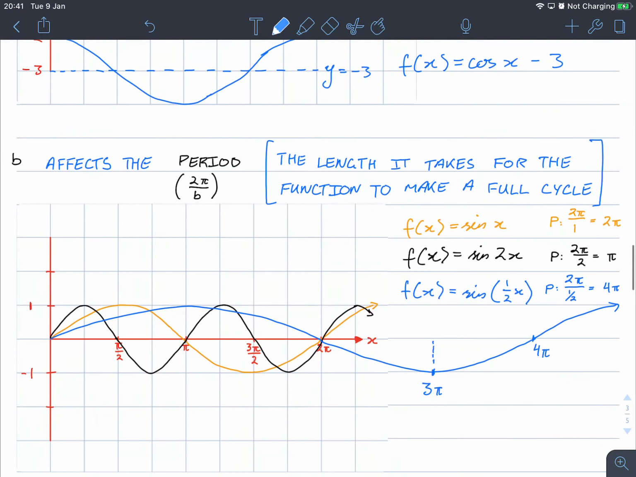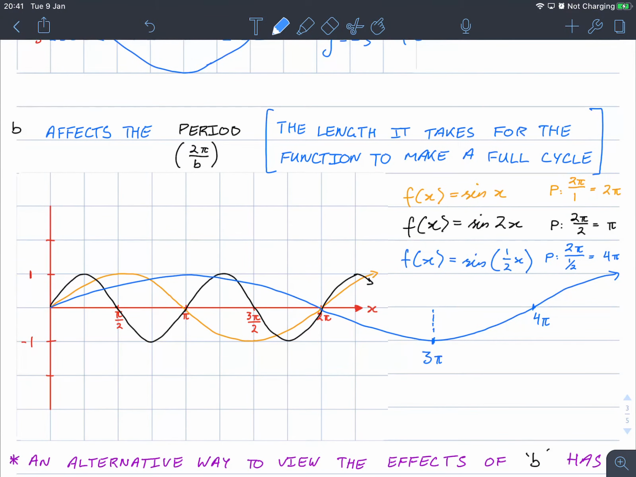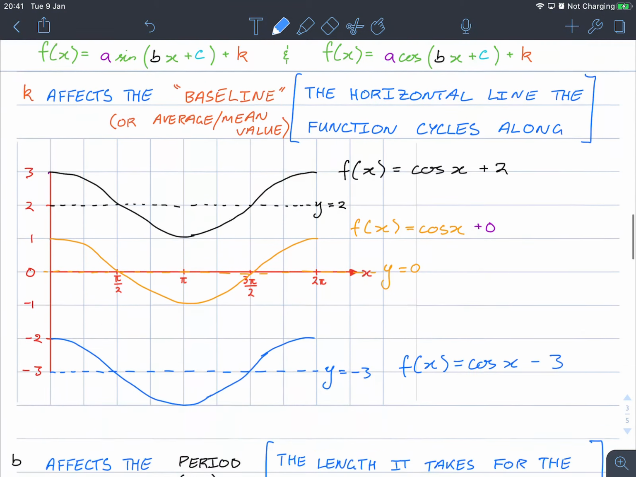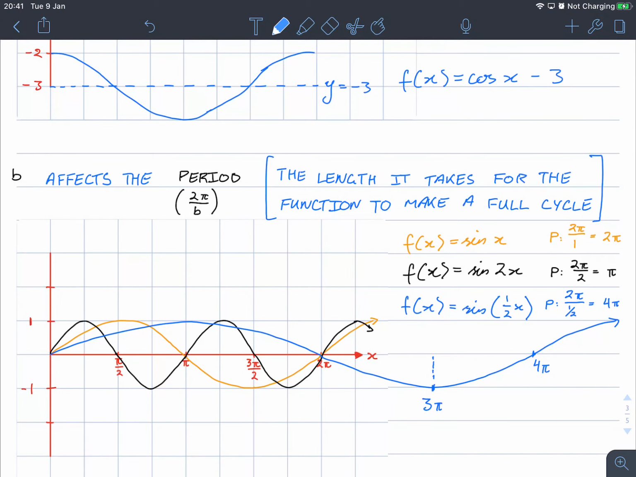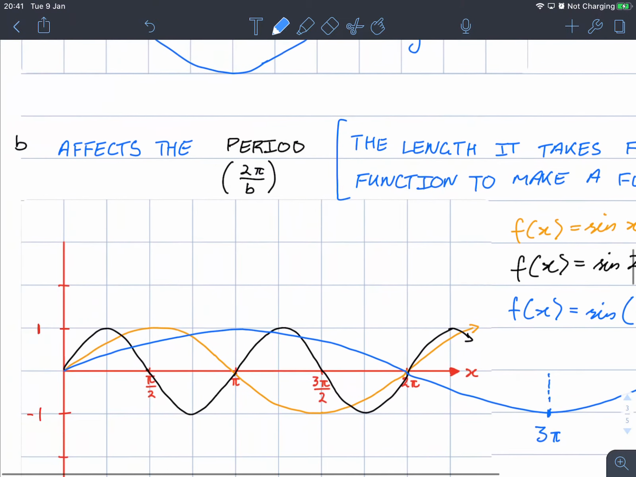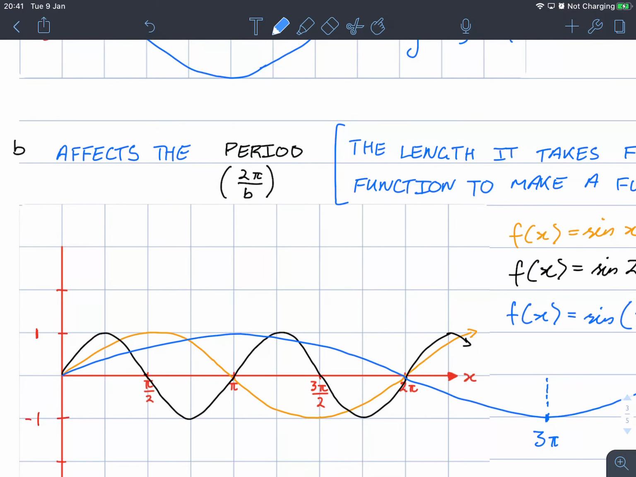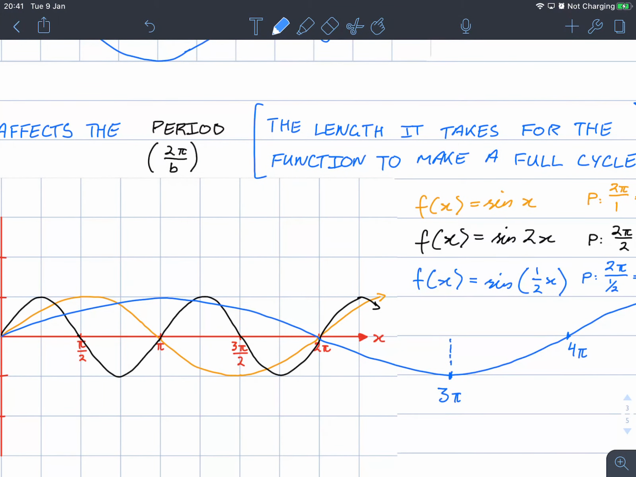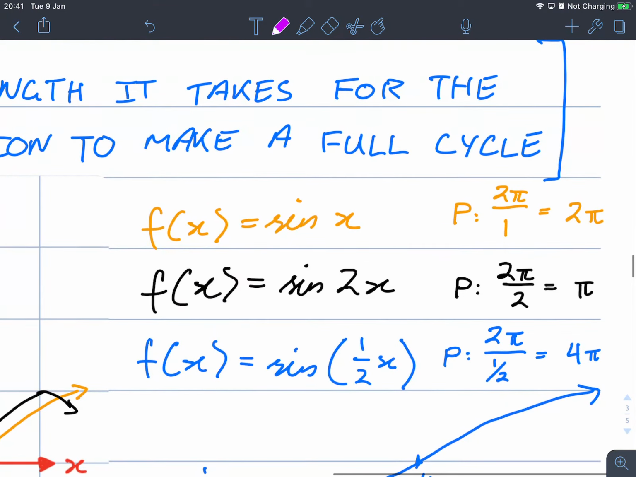Let's move on to what's known as the period. B in our equation here, this value of b, affects what's known as the period, the length it takes for the function to make a full cycle. So currently, let's take a look at this. f of x equals sine of x. With sine of x, there's a value of 1 in front of it. So if we take 2 pi on 1, as I've shown here, the period is going to be 2 pi.